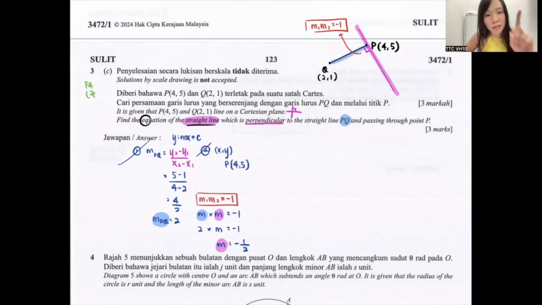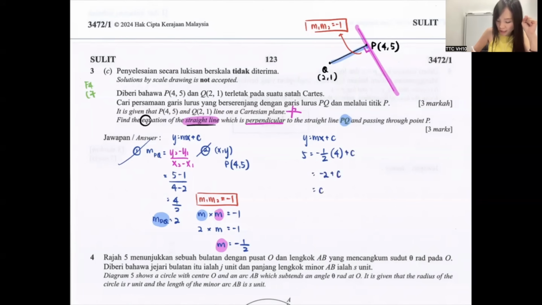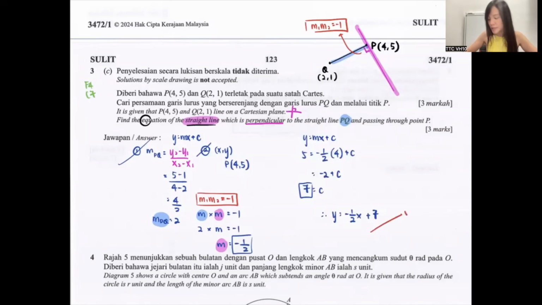So now, my dear, I got the gradient, I have the coordinate. Now I will try to find the c. So y equals mx plus c. Your y is 5. Your m is -1 over 2. Your x is 4. And then plus c. So if I open bracket, -2 plus c. And do you see we get 7? So now write your answer nicely. y equals mx plus c. Done. This answer is definitely 1 mark.